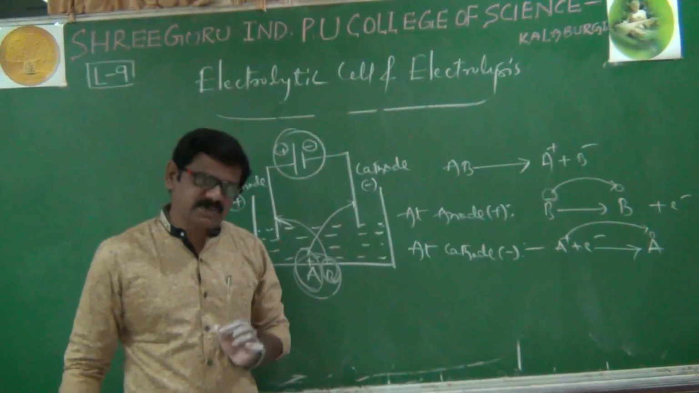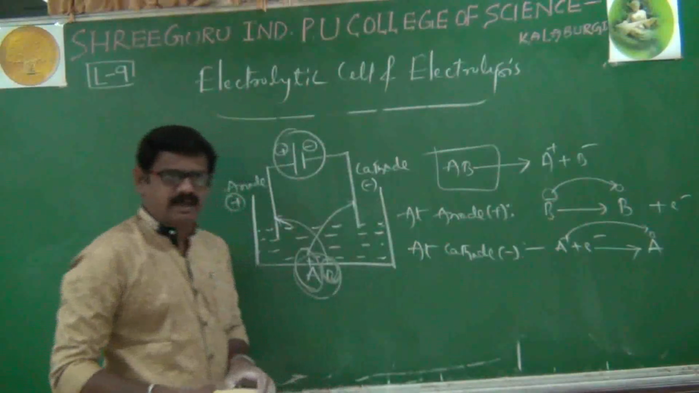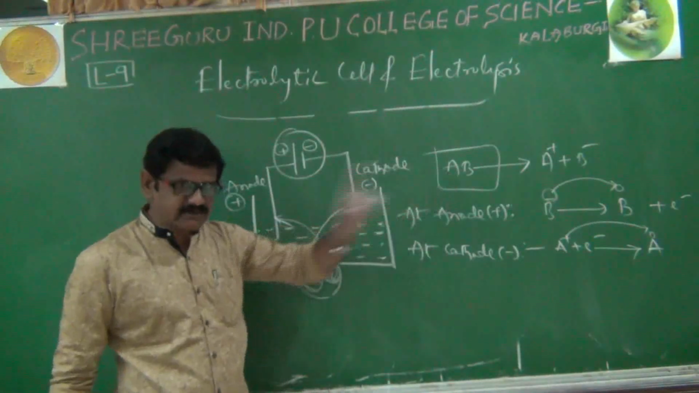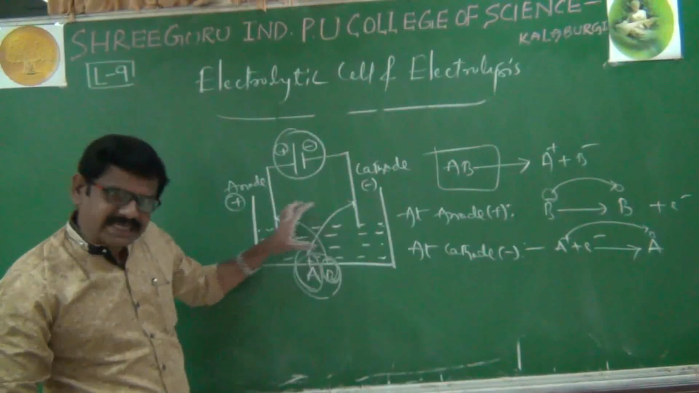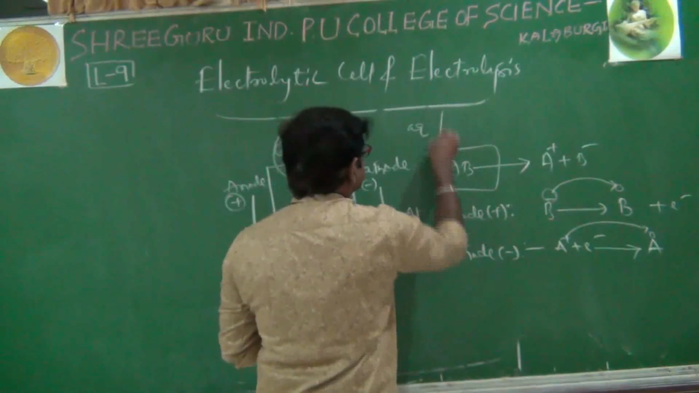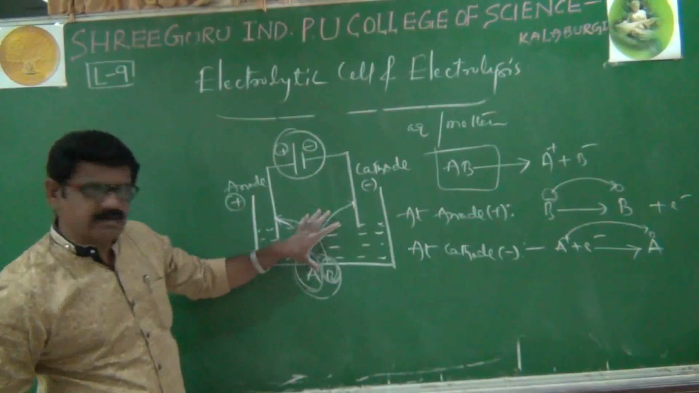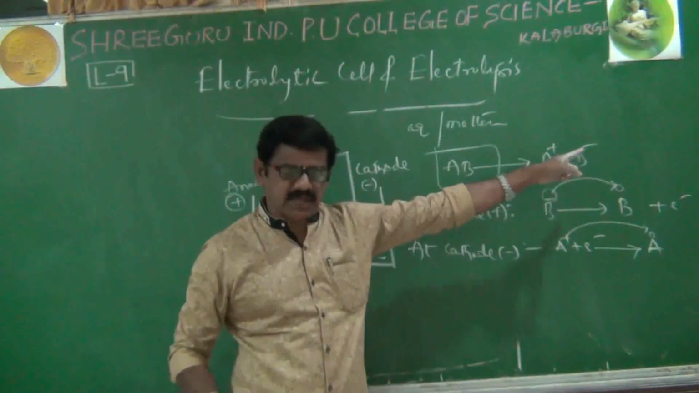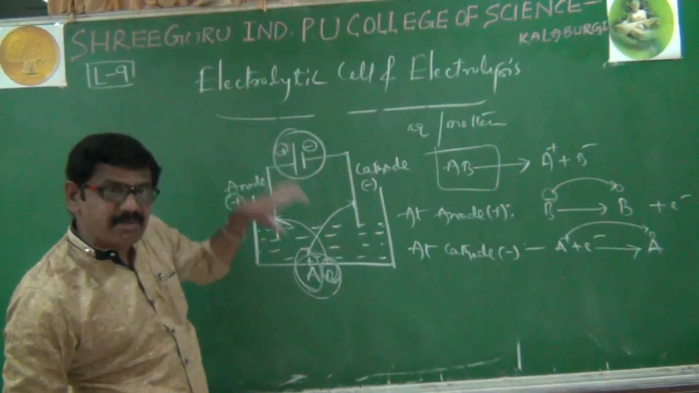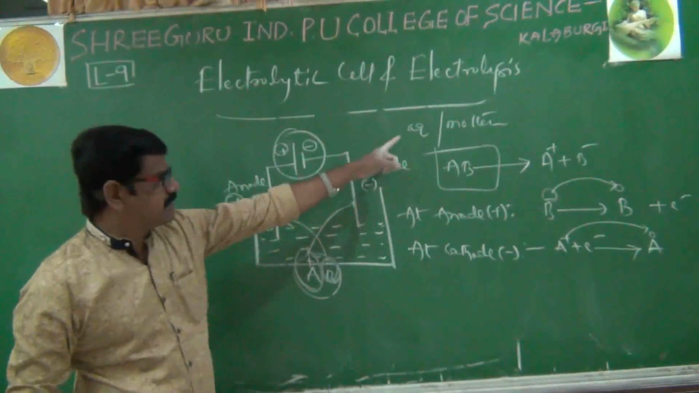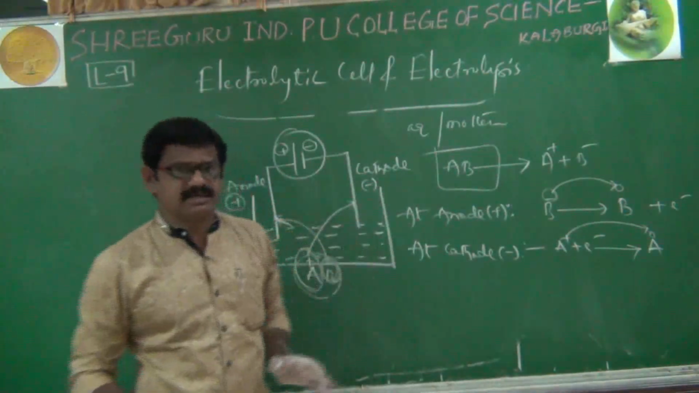Now, how to define the electrolysis process? It is the process of decomposition of an electrolyte when electric current is passed through it in either its aqueous state or its molten state. I'll repeat once again: the process of decomposition of an electrolyte when electric current is passed through it in either its aqueous state or its molten state is called the electrolysis process.